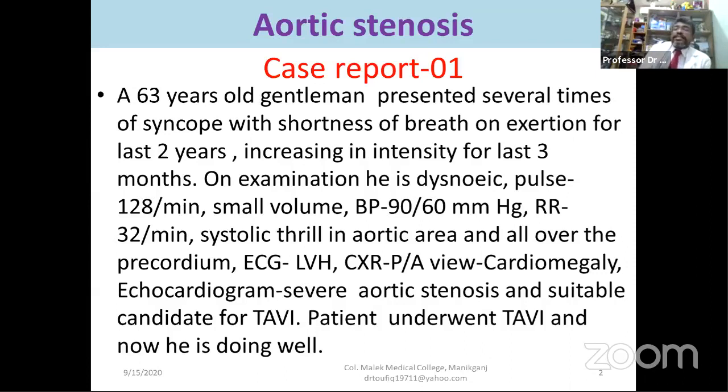And on chest X-ray, what are the findings? Usually the chest X-ray may be normal, or there may be cardiomegaly, especially if associated with aortic regurgitation or if there is left ventricular hypertrophy. In that case we can get cardiomegaly. And what are the other investigations?